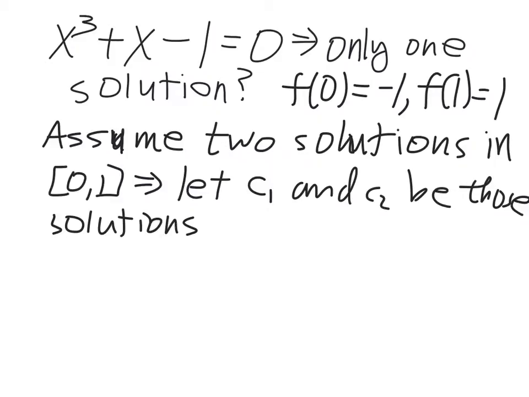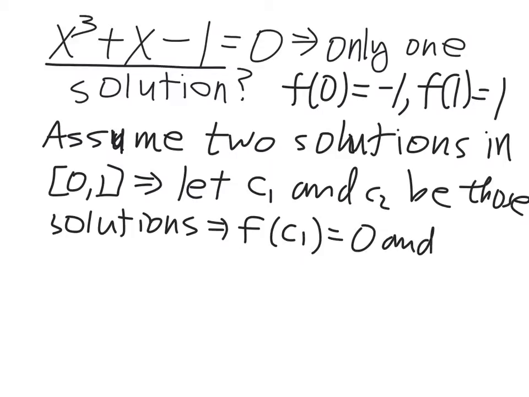Or in other words, we look back to the function form that we're looking at. That would mean f of c1 equals 0 and f of c2 also equals 0. Maybe that's 0.2 and 0.6. Well, we don't know what they are, but we're assuming that there's two solutions.